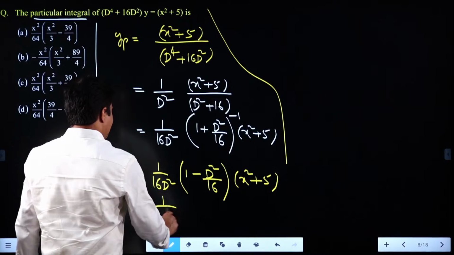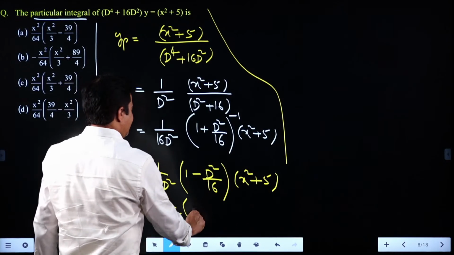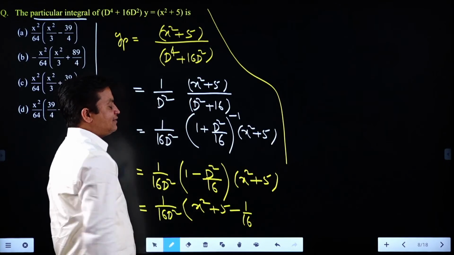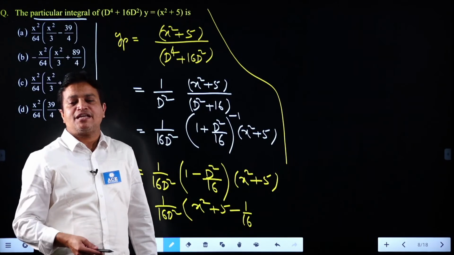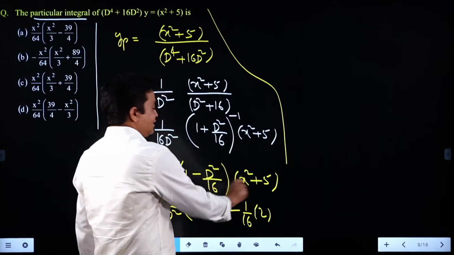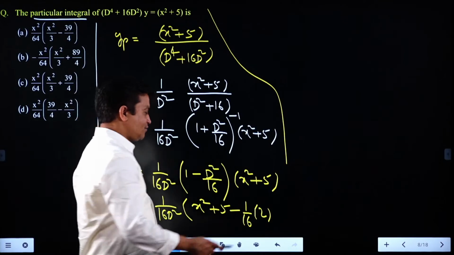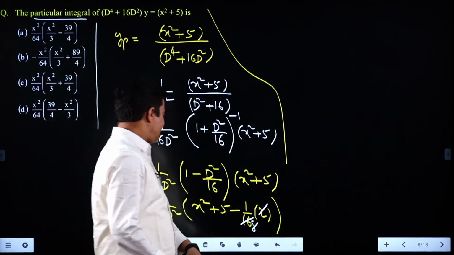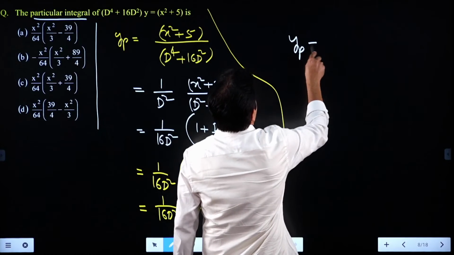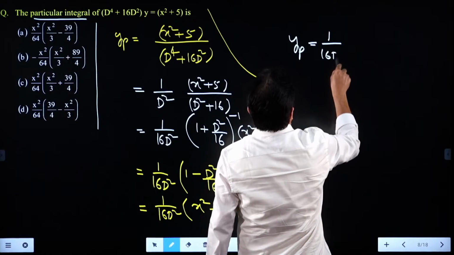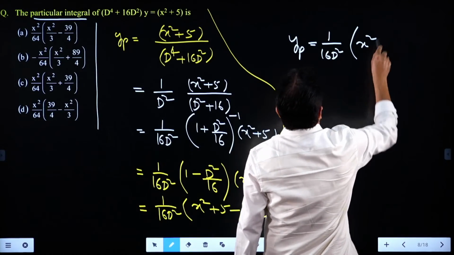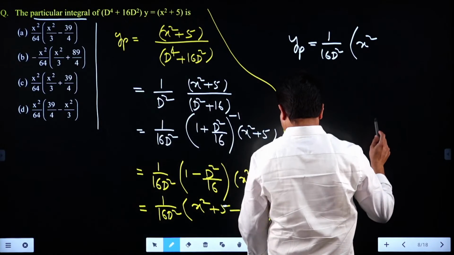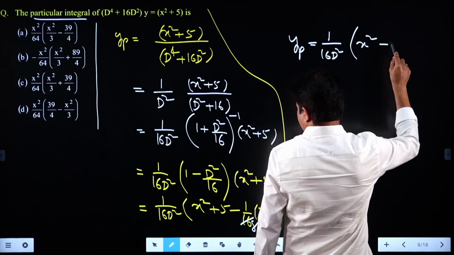Last step: 1 by 16 D square. Now 1 multiplied into x square plus 5, minus 1 by 16 into D square on this. X square 2 times differentiate: first time 2x, second time 2. D square on 5, first time itself 0. So simplify, the 2 and 8 cancel. Better, 5 minus 1 by 8. So I continue here: 1 by 16 D square into x square plus 5 minus 1 by 8. 8 fives are 40, minus 1 means 39 by 8.